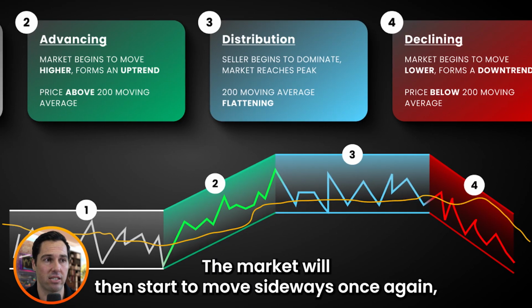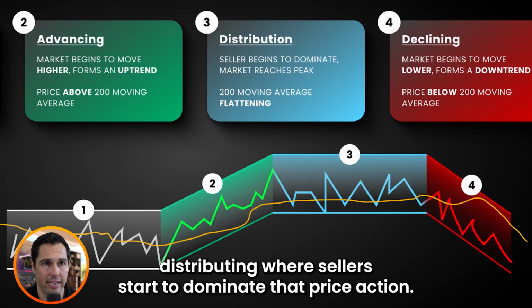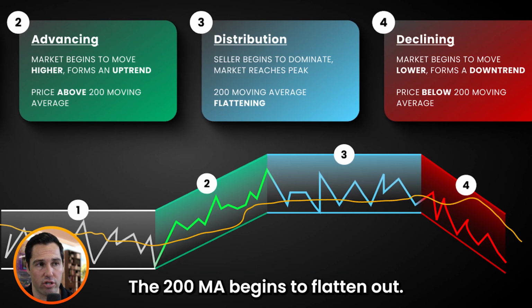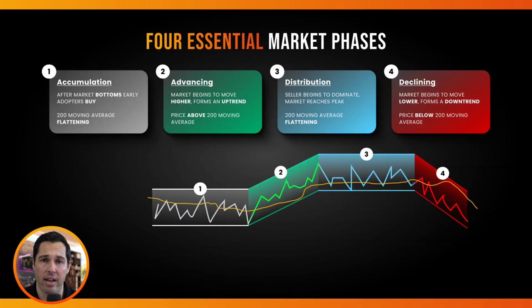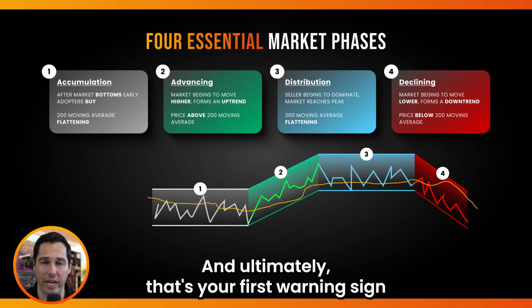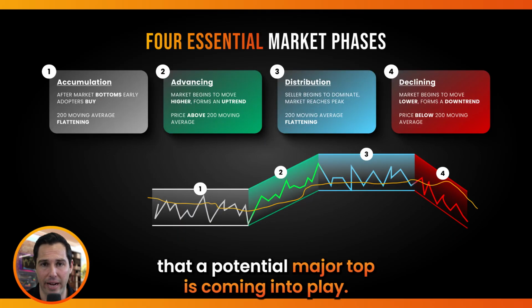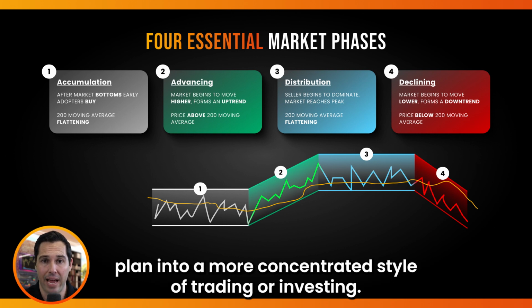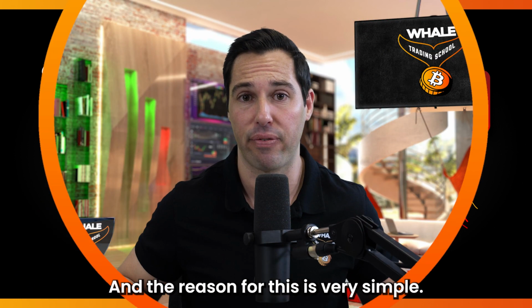The market will then start to move sideways once again, distributing where sellers start to dominate that price action. The 200 moving average begins to flatten out. And ultimately, that's your first warning sign that a potential major top is coming into play. And you would want to once again move from a diversified portfolio or investment plan into a more concentrated style of trading or investing. And the reason for this is very simple.